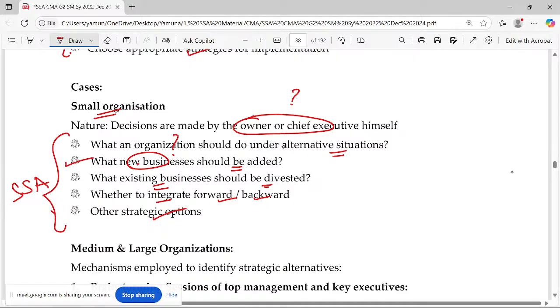What should an organization do under alternative situations? So different alternative situations we have thought, and in most situations, we'll check whether this is working or not. But to check whether this is working or not, we have to wait for another 6 months or 1 year, which means one batch or two batches. So it's again a problem we have faced. So what are we going to do? What existing business to be divested?